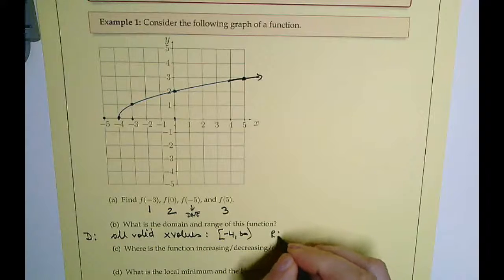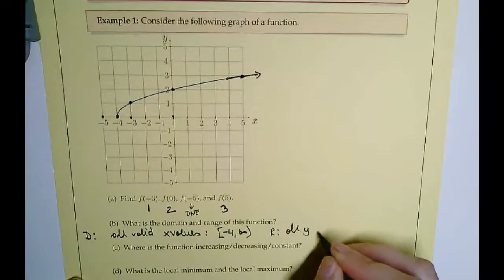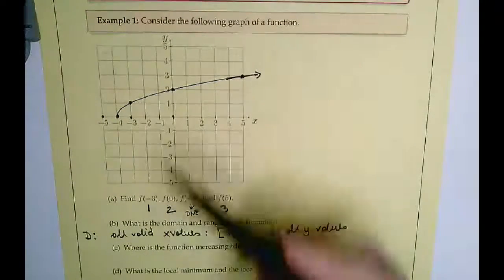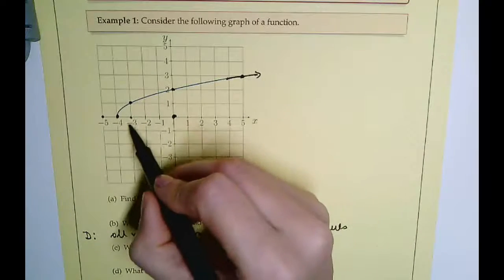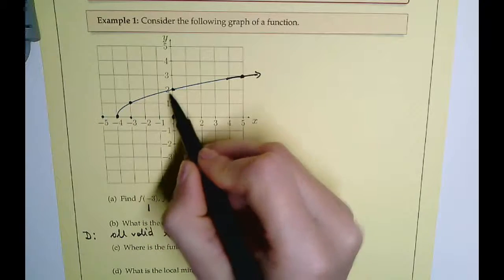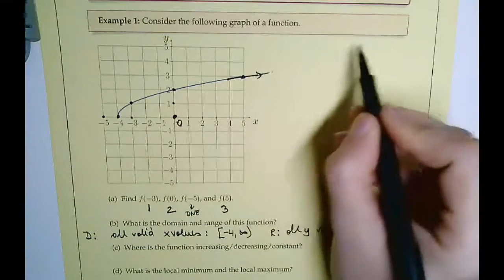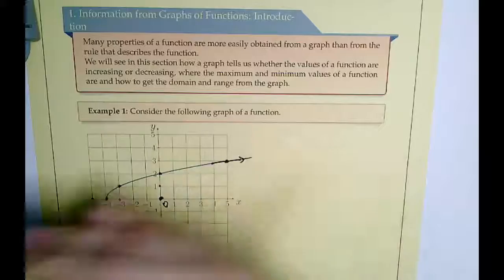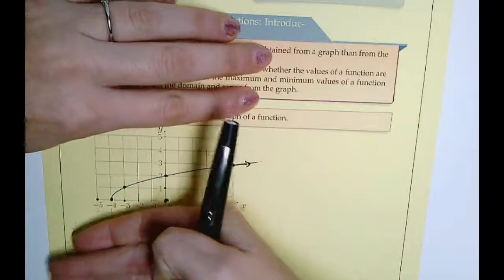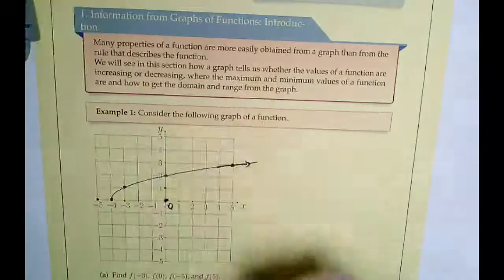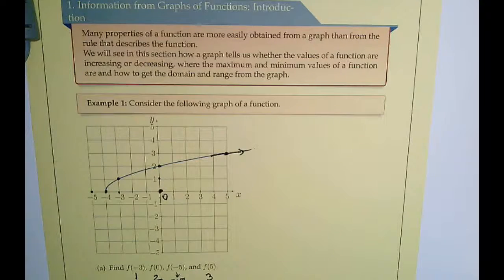And then the range is the resulting y values. So notice that when x equals -4, the y value is 0. When x equals -3, the y value increases to 1. So the y values start at 0, and then if this goes on and on, it goes on to infinity. So if we were to put this graph in a box, the box will be starting at 0, and then it will go all the way up to infinity. It includes 0 because f of -4 will be 0.